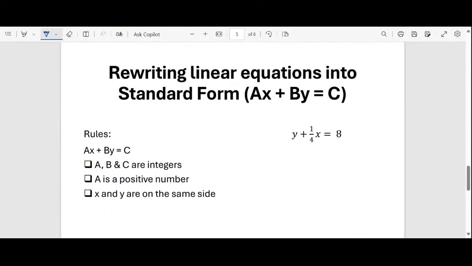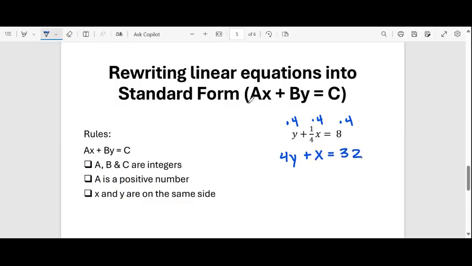Here's another example. We are just going to go ahead and multiply by 4. Some of you may be able to do all this in one step, but I'm still going to break it down into 2 steps where I make everything an integer, then I arrange it in the proper order. But if you can do it in one step, go for it. I'm going to multiply everything by 4 so I can cancel out my fraction. I'll have 4y plus just a single x equals 32.